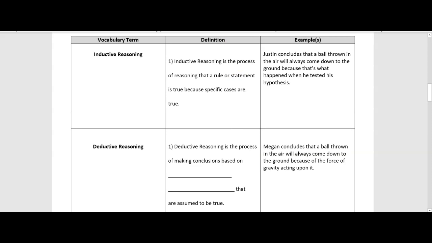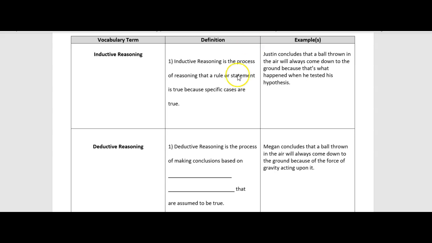So, just a quick review on inductive reasoning. Inductive reasoning is a process of reasoning that a rule or statement is true because specific cases or specific examples are true. In our example, Justin concludes that a ball thrown in the air will always come down to the ground because that's what happened when he tested his hypothesis, right? So if you throw a ball up in the air and it always comes down, you could make a conjecture that it's always going to come down based on the examples that you've encountered, or the observations that you've had.